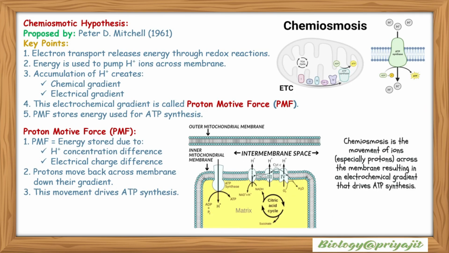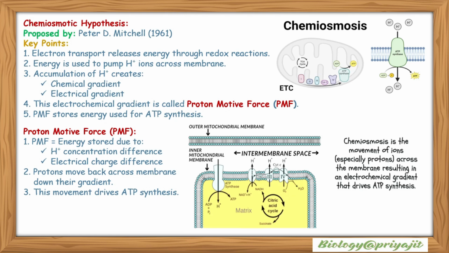Chemiosmotic hypothesis, it was proposed by Peter Mitchell in 1961. So the key points of this hypothesis: electron transport releases energy through redox reactions, and the energy is used to pump H⁺ ions across the membrane, and accumulation of H⁺ ions creates a chemical gradient and an electrical gradient. Both the electrical gradient and chemical gradient ultimately produce the electrochemical gradient, which is known as the proton motive force, and this proton motive force is responsible for ATP synthesis. This PMF, or proton motive force, stores energy that is used for ATP synthesis. So what is proton motive force?